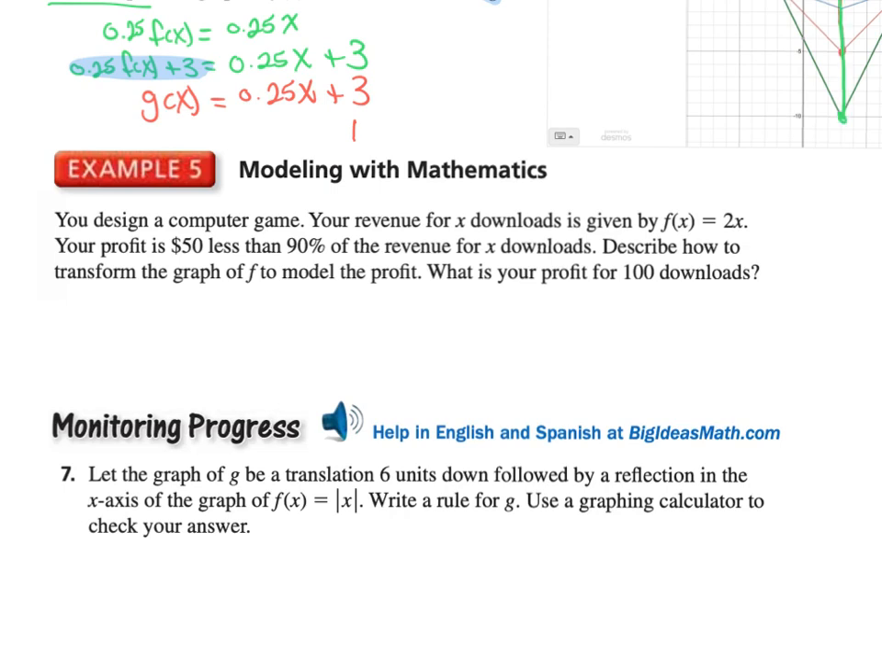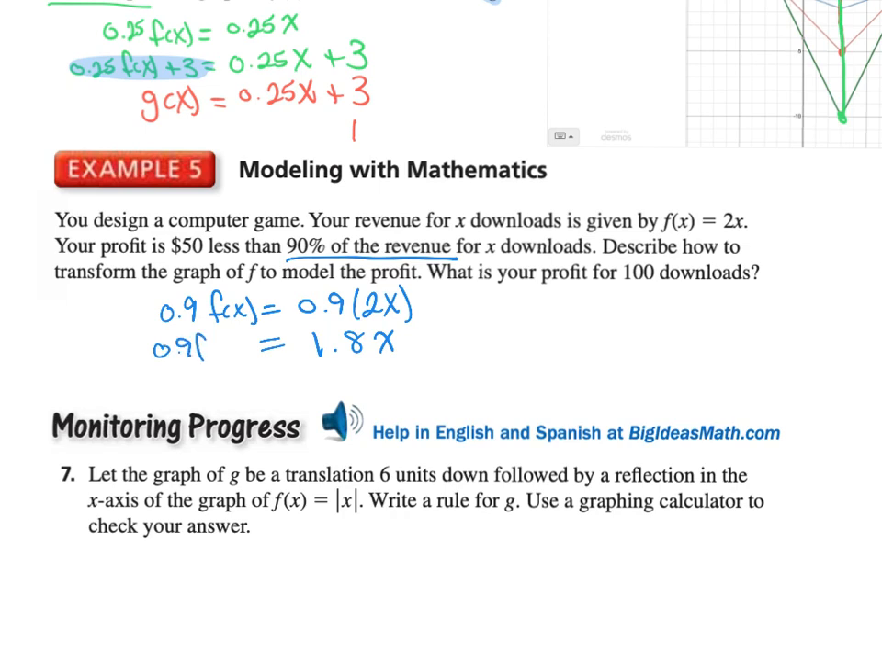So this is when reading really becomes important in math. So you have to think about what you're doing. It says your profit is $50 less than 90% of the revenue. So what do I find? Do I find 90% of the revenue first or 50 less? Well, it's 50 less than 90% of the revenue. So the first thing I do is find 90% of the revenue. So I take 90% of f of x, so 90% as a decimal is 0.9. So I'm going to multiply f of x by that. So 0.9 times 2 is 1.8x.